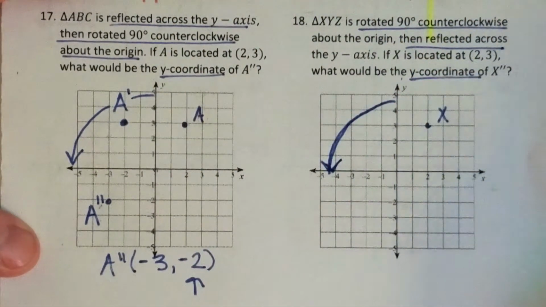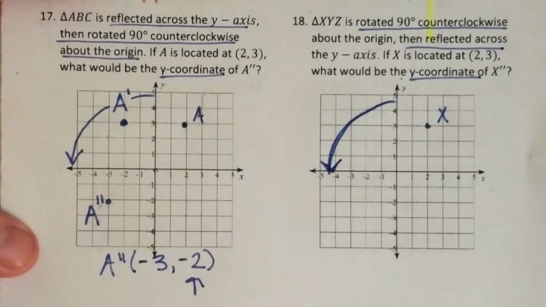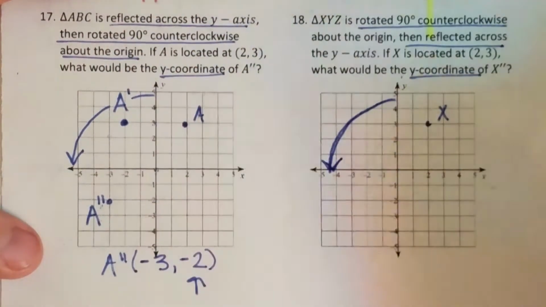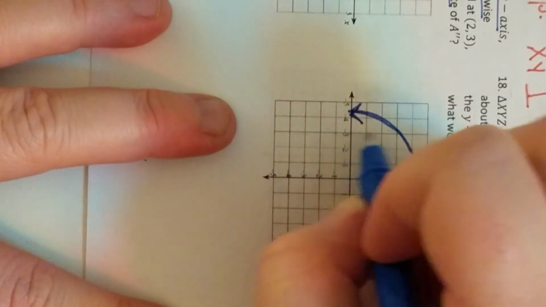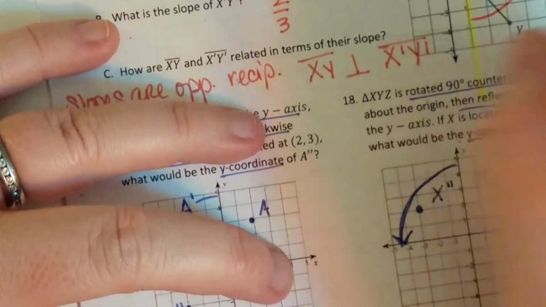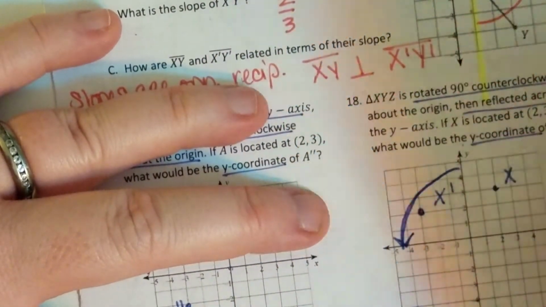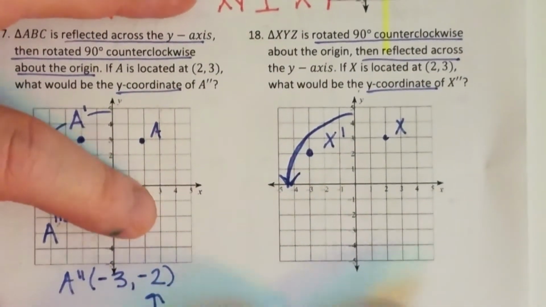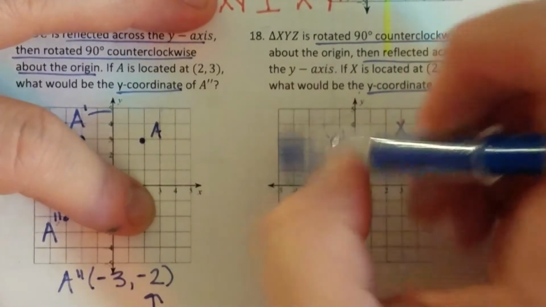So when I go to rotate this thing, this axis is going to get knocked down over here. That's kind of how I visualize it for myself anyway. So instead of going up 3 and right 2, I'm going to use this axis now as my point of reference. I'm going to go up 3 and right 2, and there is X prime right there. X prime, because it's the first transformation. And then from there, they want me to reflect it across the y-axis. So the y-axis is now my mirror line.